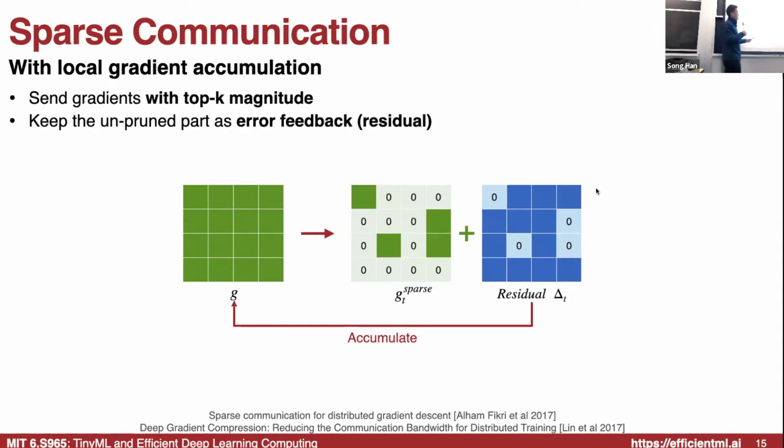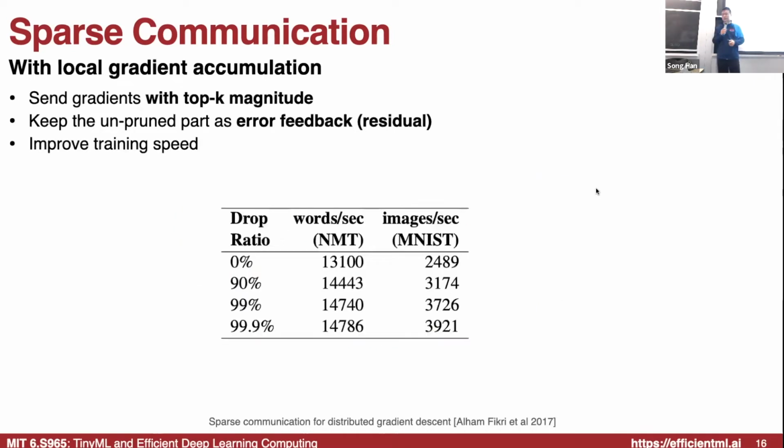So assuming after a couple of iterations, say this is 0 gradient. Say this is a super small gradient, like 0.01, just to give an example. 0.01, that's applied to the weight. And maybe in a couple of iterations, it will be above a certain threshold, then it will be sent out. So this accumulation is very important.